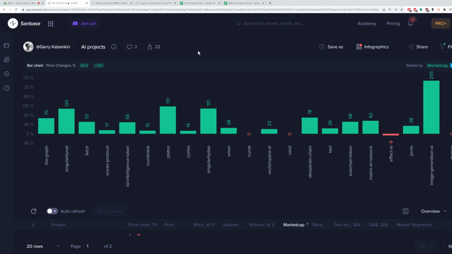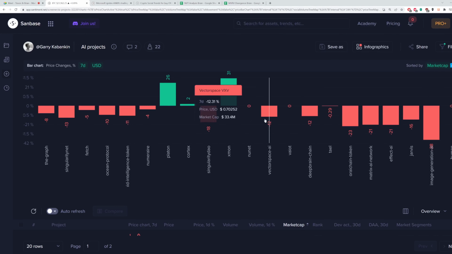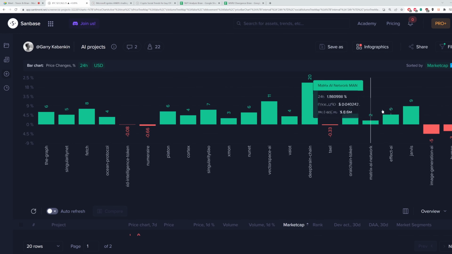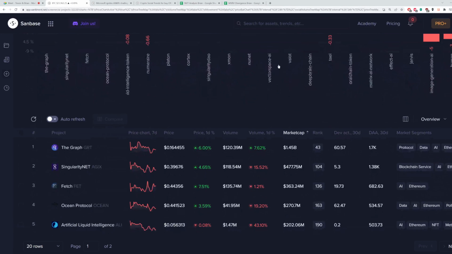Especially image generation AI up 255% past 30 days, The Graph 75, SingularityNET 120%, Platon 131. So I haven't seen anything to show that the rise of the AI projects is done. I think over the past week, we clearly saw that things have cooled off. But just in the past 24 hours, they're heating up again.